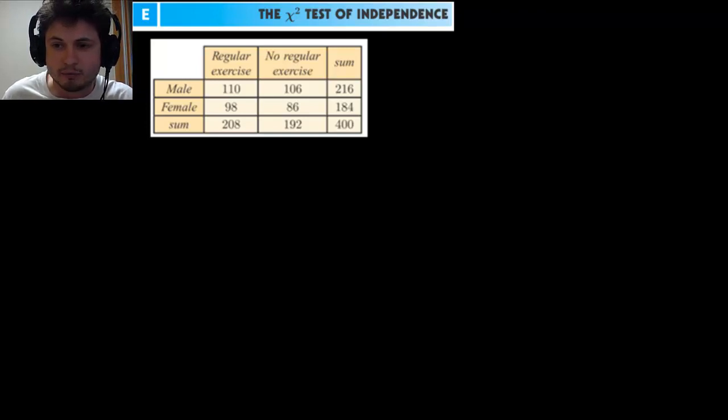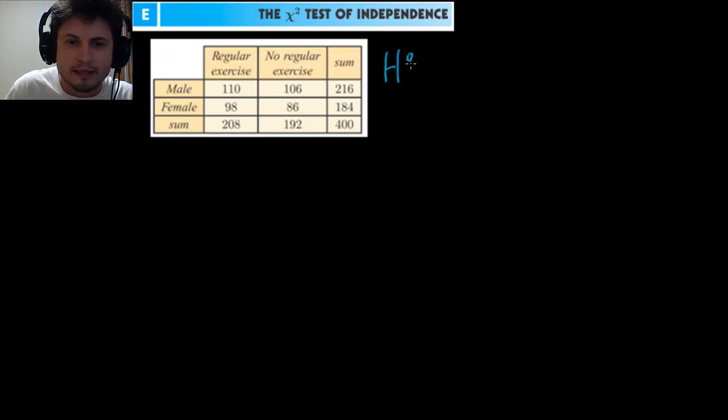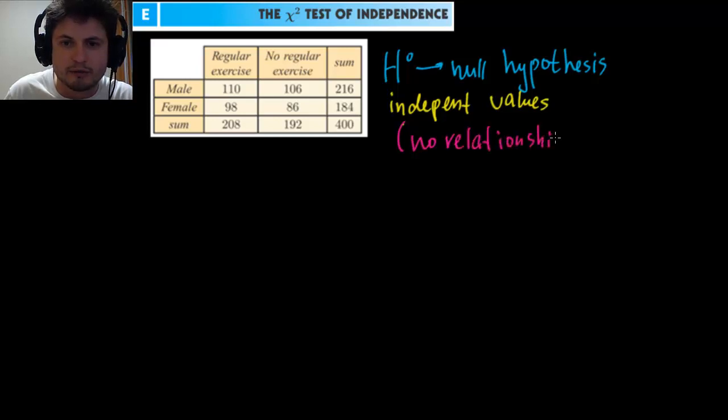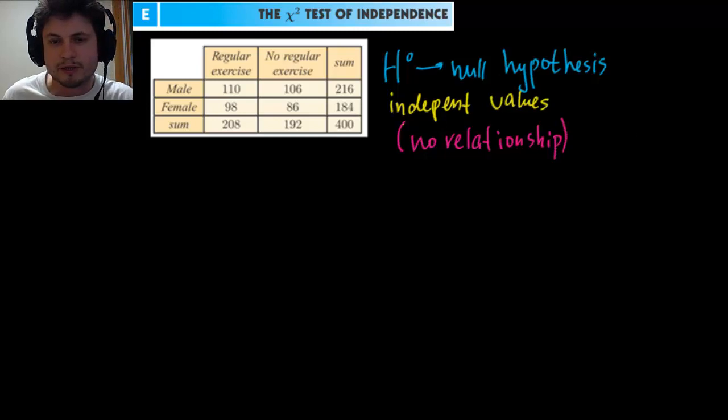Now, basically, the way we're going to be doing this is by using something that you may have used in science before. This H0 refers to the null hypothesis. And this null hypothesis is basically a statement that we're making. The statement is that we are assuming that there is no relationship between these two, or in other words, that these values are independent. So these two values are independent. In other words, there is no relationship. I'm going to write this in a different color. There's no relationship between gender and exercise. So that is our null hypothesis, or in other words, our primary statement.